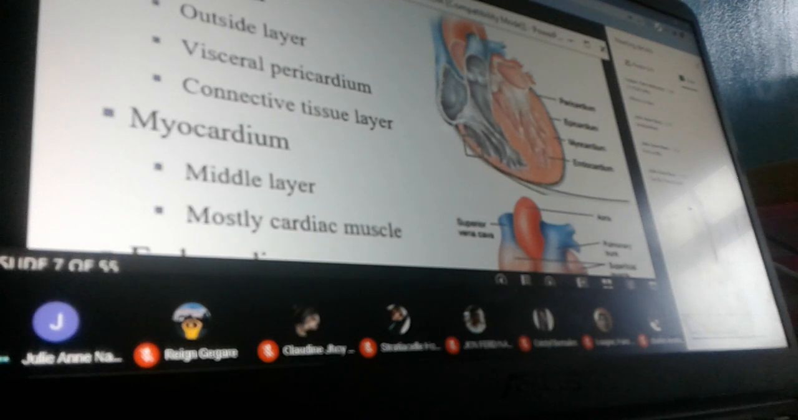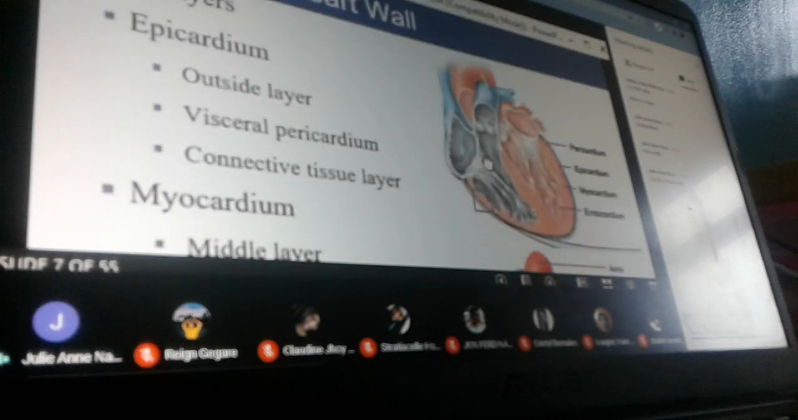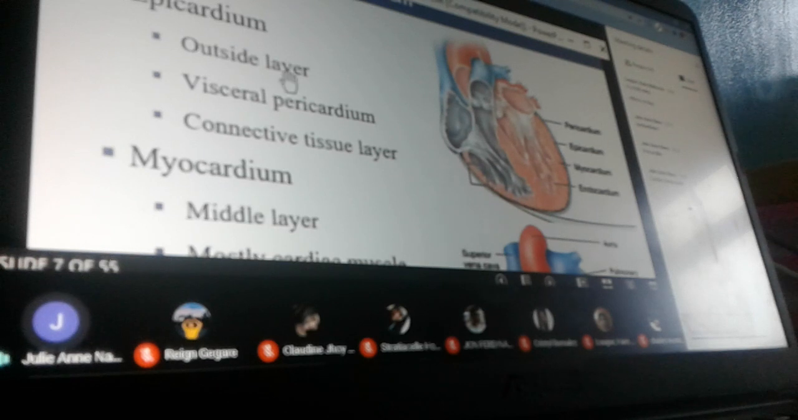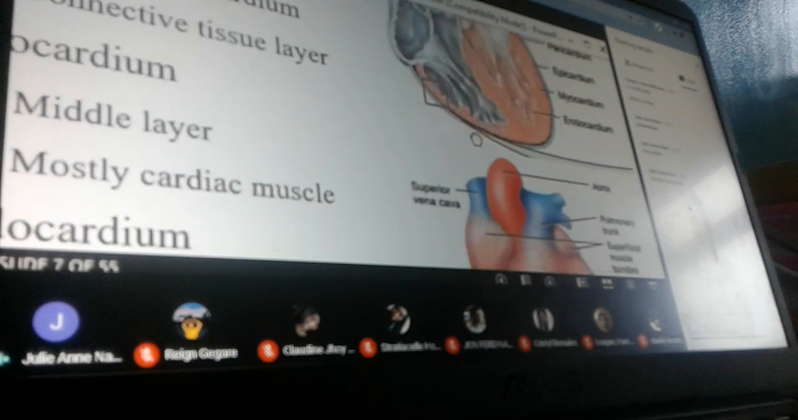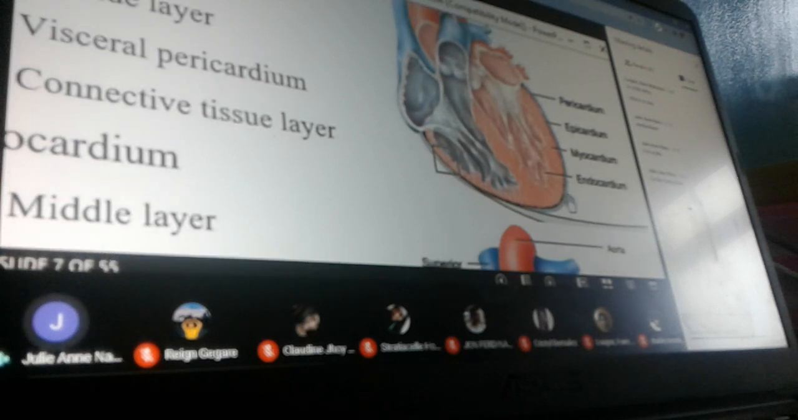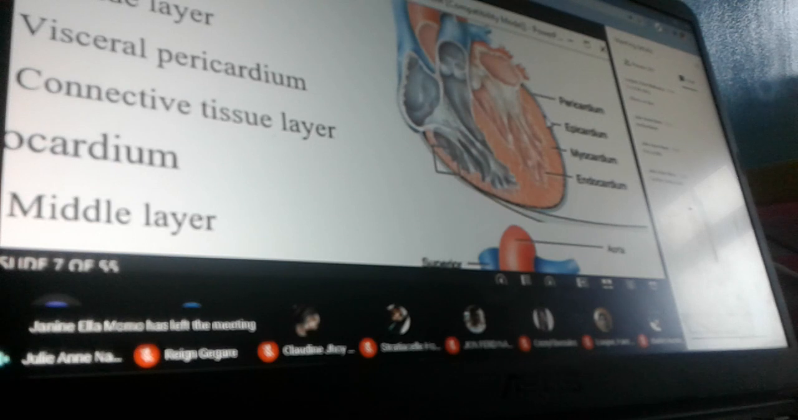So, yung outer layer natin, class, yung heart sa heart wall, okay? Yung outside layer is the epicardium, okay? Yung epicardium natin. So, yung black na yan, class, makikita niyo yung black. Kita niyo ba yung black, class? Yung black na yan, class, yan yung ating epicardium, okay? So, yung epicardium, class, it has fats as well as blood vessels that will supply our myocardium, okay? Again, the epicardium has fats as well as blood vessels that will supply the myocardium.